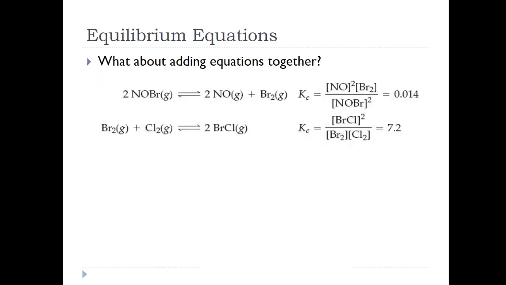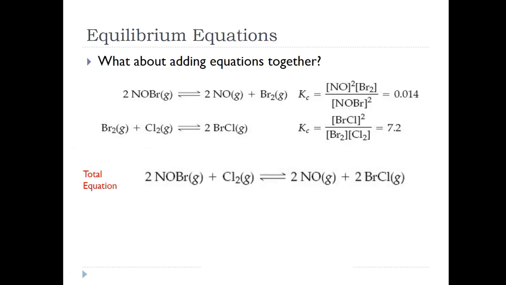Sometimes the reaction that we're looking for isn't in the table at all, which means we have to create it by using 2 or more equilibrium reactions for which we do know the information. In this example, the equation that I'm trying to solve for the equilibrium constant for is the one next to the total equation section: 2 NOBr plus chlorine equilibrium to 2 NO plus 2 BrCl. That's what I'm trying to make, and I can't find the equilibrium constant for that anywhere.